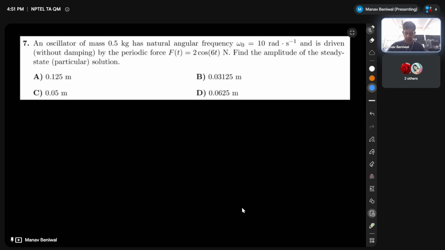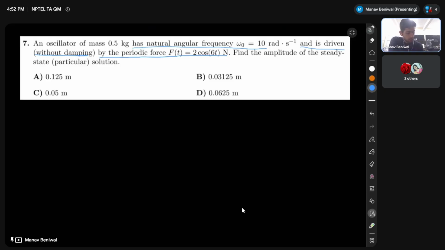Okay, so yeah, let's try to solve the next problem. We are given an oscillator of mass 0.5 kg and it has natural angular frequency omega naught, and it is driven without damping by the periodic force given here, and we have to find out the amplitude of the steady state, which is the particular solution. Okay, we have to find out its steady state solution.